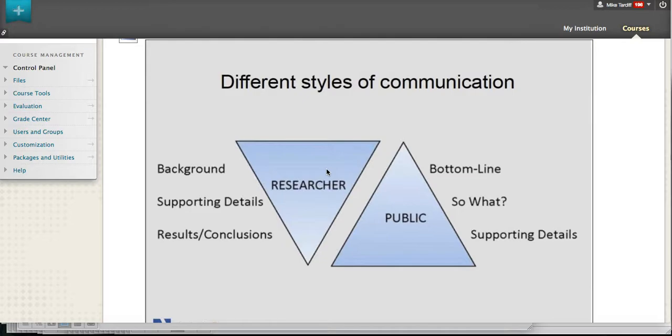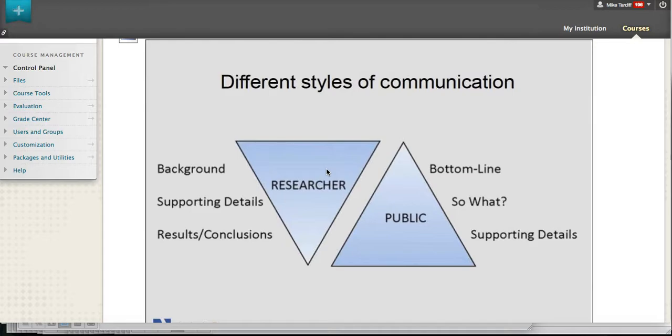And what that allows the reader to do is to opt in and out at various times. And that's an expectation we have of the public, that they're going to come and take the information that's most useful and most helpful to them, and then they're going to opt out. And that may just be the bottom line, the bottom line and the so what, or maybe if they're so inclined and they're interested and it's a particularly important topic to them, they may read the whole thing, including the supporting details.